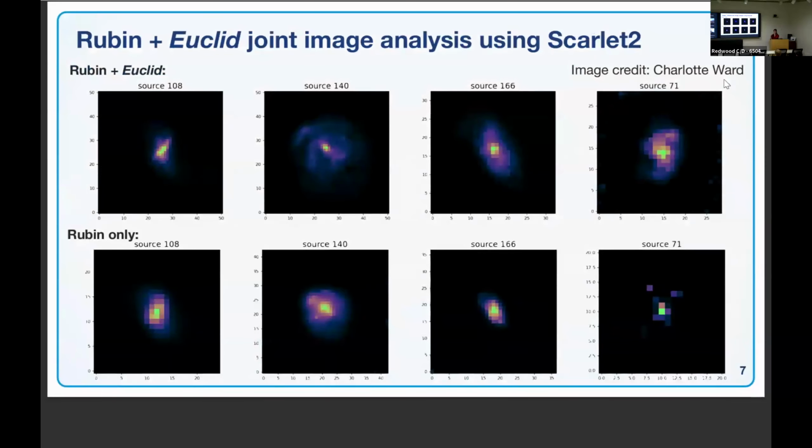So here's an example that maybe will convince you why we would want to use Rubin and Euclid in tandem. The top row shows output galaxy morphology models from Scarlet 2 when we use both Rubin and Euclid information. So you're able to see, hopefully, there are more wispy extended structures that we're able to resolve in the galaxy morphology models that we don't quite get when we have Rubin imaging only.